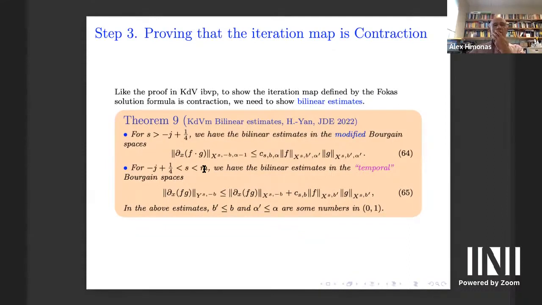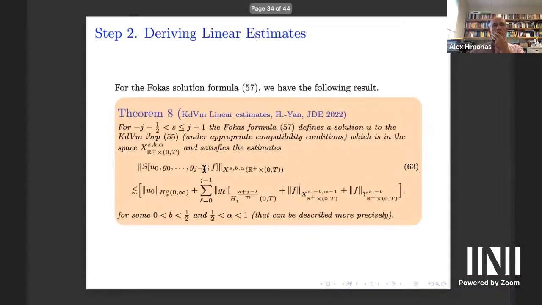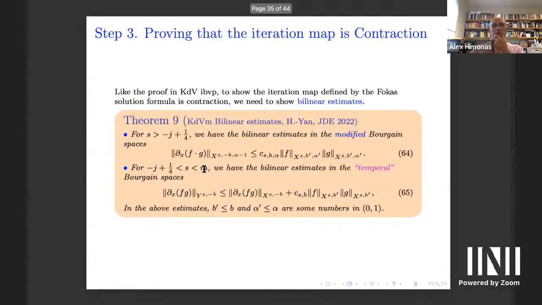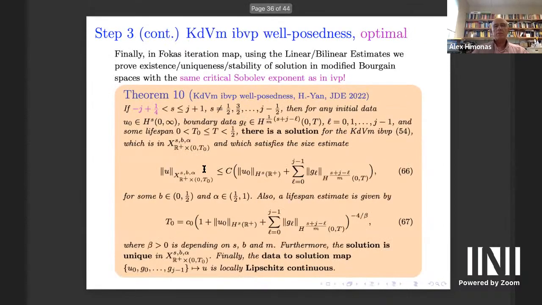the linear estimate is here. Okay, and here is the bilinear estimate, which is in step 3, and will help us. The bilinear estimate helps us to show that the iteration map defined by the Fokas solution formula is a contraction map, which is really this theorem.